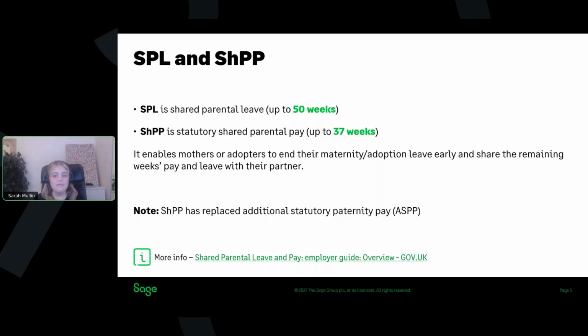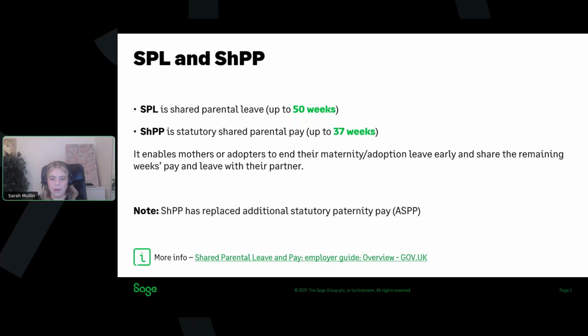So let's dive into an introduction to shared parental leave and shared parental pay. SPL just stands for shared parental leave. Shared parental leave is the entitlement of up to 50 weeks of leave that can be shared between the parents of a baby or a newly adopted child. SHPP refers to statutory shared parental pay, which can be paid for up to 37 weeks, depending on how much maternity or adoption leave has already been taken.